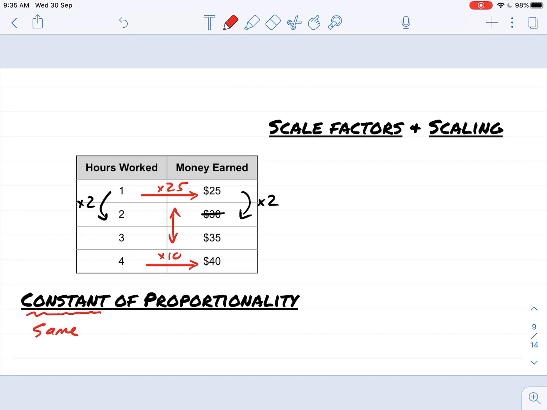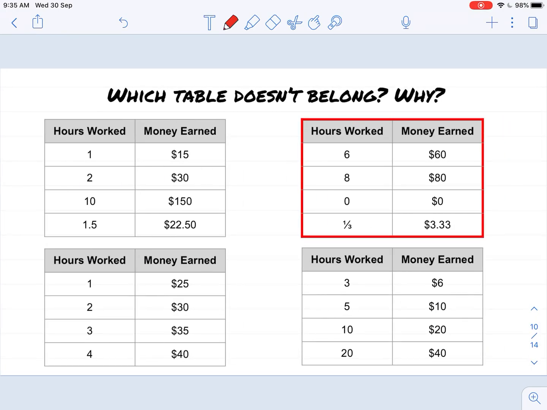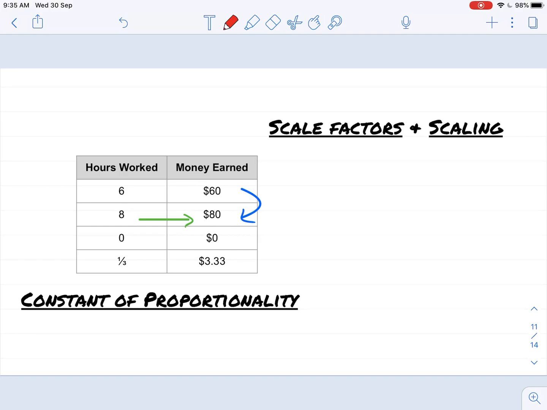So what I'd like you to do is take a moment. For this problem right here, that second proportional relationship, I'd like you to go through and tell me what is the scale factor that is shown in blue there.